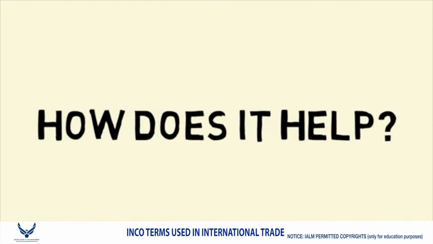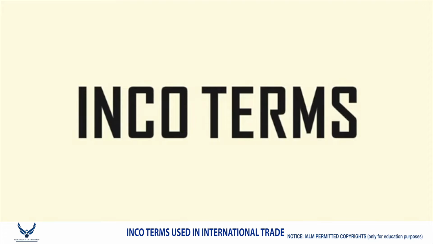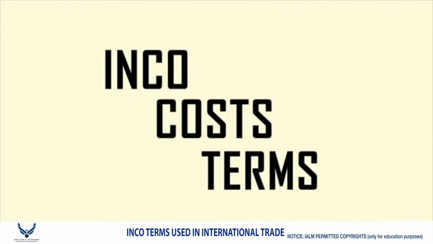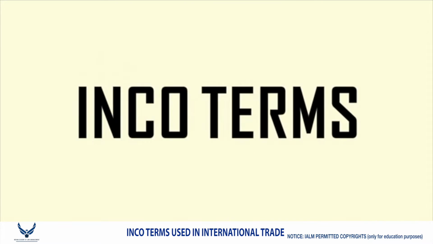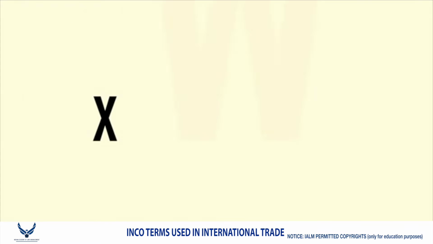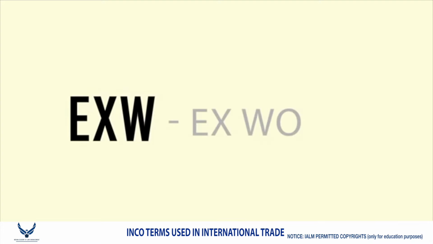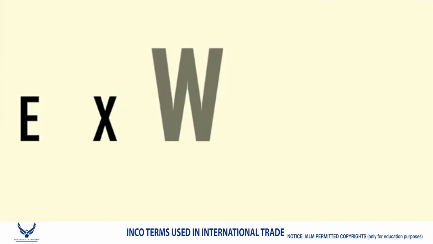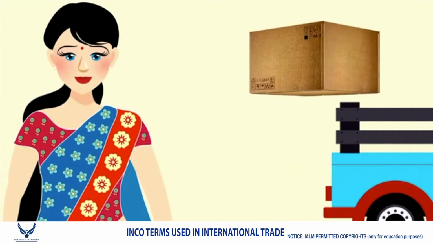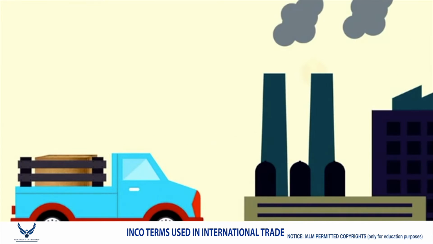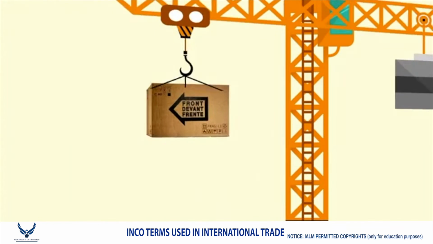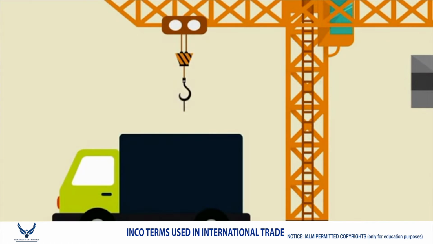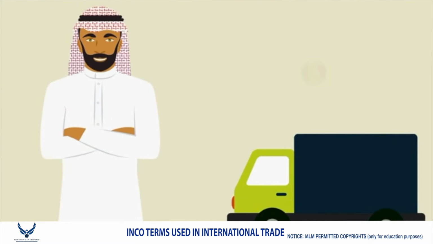How does it help? Each INCO term clearly details the breakup of the costs involved and the buyer-seller responsibilities. For example, if the INCO term is EXW, ex works, Nico only pays till packaging and delivery right outside a factory gate. The remaining responsibilities to pick it up and get it delivered to the place of choice rests with the buyer.